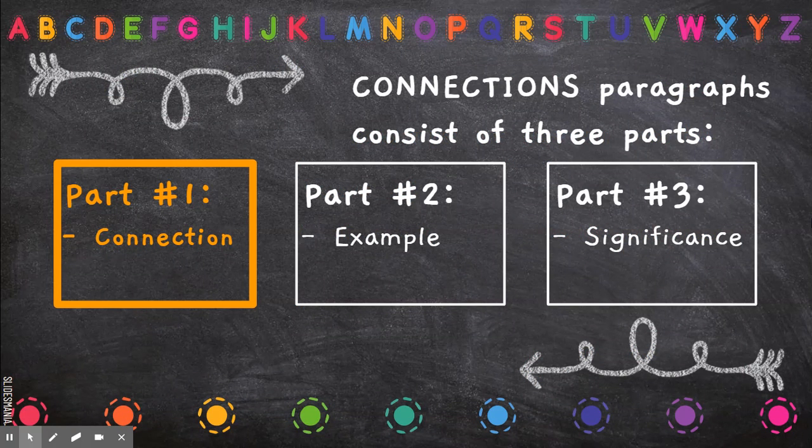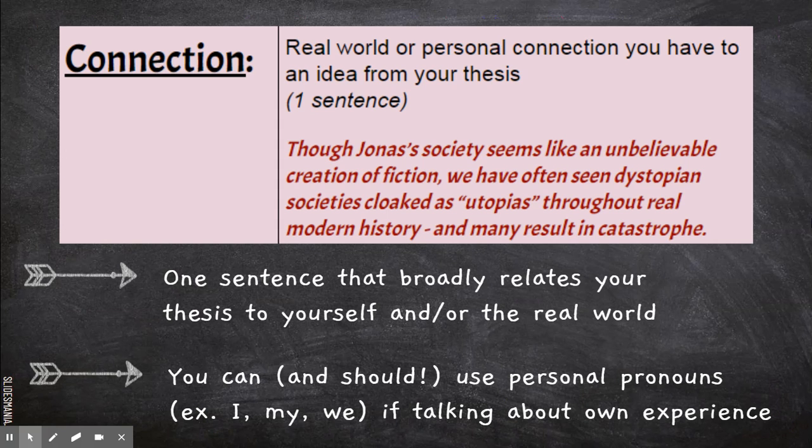Let's see how all three parts look, starting with the connection. So the connection is one sentence that broadly relates your thesis to yourself or the real world. You see my own example in the red text here. This is based off that sample essay prompt about, is Jonas's society more a utopia or dystopia? So my connection here is talking about how Jonas's society is similar to many failed utopian experiments throughout real modern history. Lastly, you can and should use personal pronouns like I, my, we, if you're talking about your own experiences for your connection.